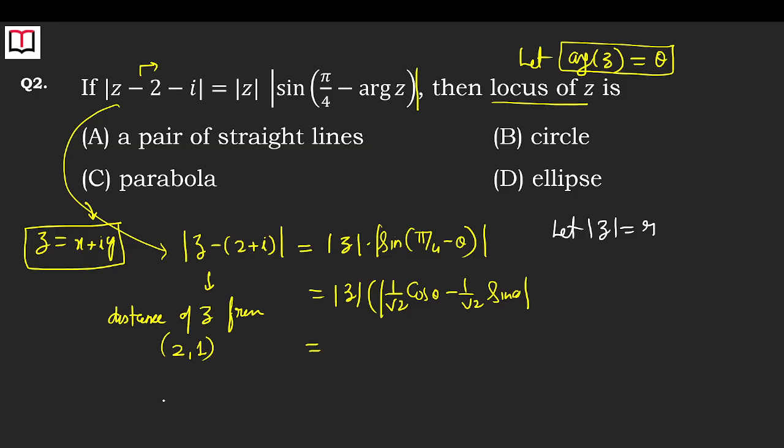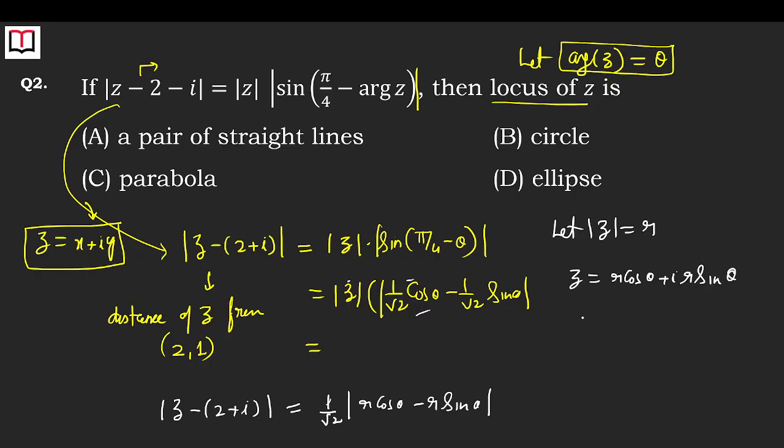So mod of z minus 2 plus iota is equal to, mod of z is r, so 1 by root 2. This is also mod and this is also mod, so I'm taking mod z inside here. So it's r cos theta minus r sine theta. Now, right, we got it. So r cos theta plus iota r sine theta, the polar form of representation. And if I write it in the standard form for a complex number, of course x is r cos theta. So this is mod of x minus y by root 2.